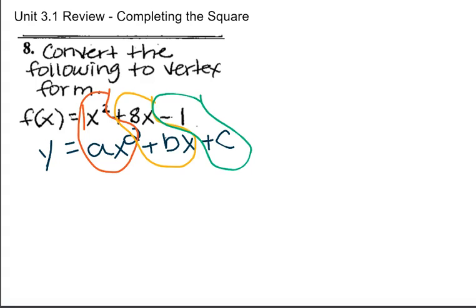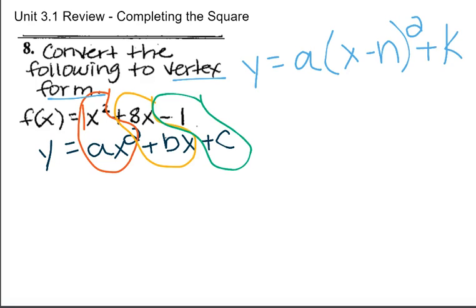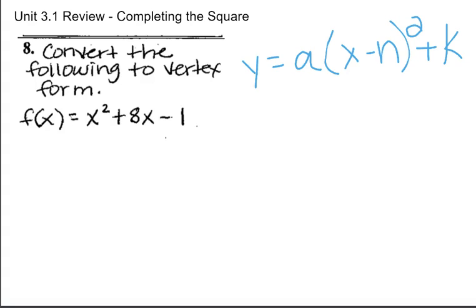When we want to get it into vertex form, it has a times x minus h squared plus k. That's what vertex form should look like in the end when we finish this problem. So to rearrange it, we are going to complete the square.